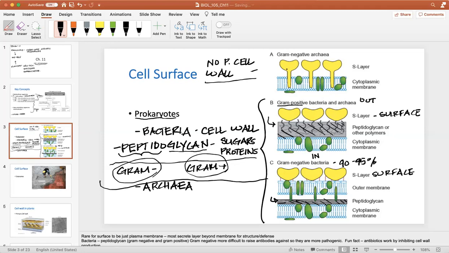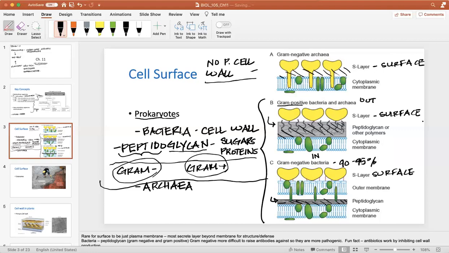The only thing that we can say about archaea that is pretty consistent is that they do have this S layer, this surface layer of outer glycoproteins, okay? So they still have some features that extend outside of the typical plasma membrane, but there's no single characteristic cell wall. There's a lot of variability in archaea in terms of how their outermost layer looks.